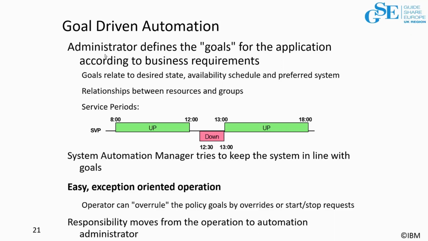The operator can overrule the goals by using overrides on stop-start requests. So it's not completely fixed in stone. If something unusual happens and you need to have a bit of flexibility, there is some flexibility there to override the policy. So the responsibility for understanding all this stuff moves from operations to the automation administrator, which is probably the thing you want anyway.